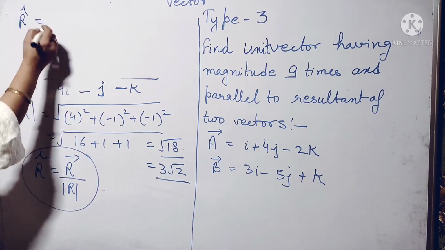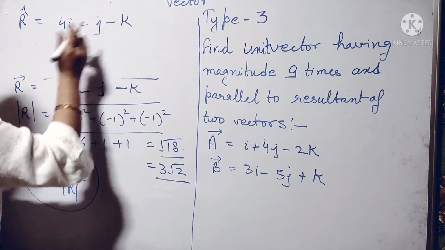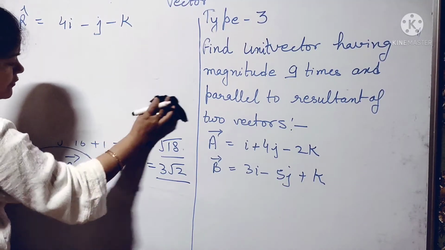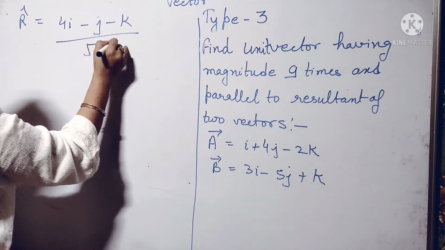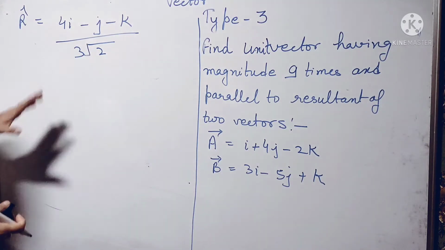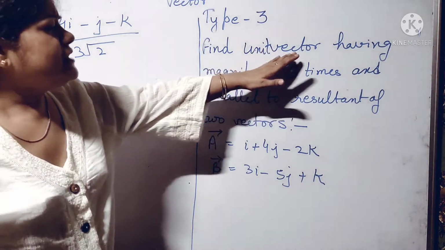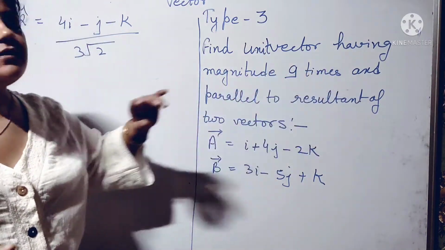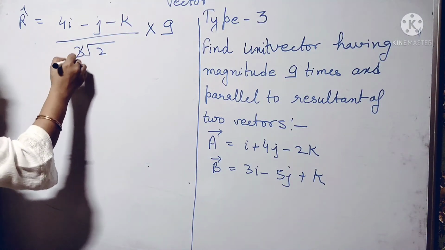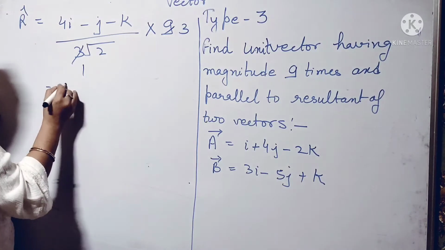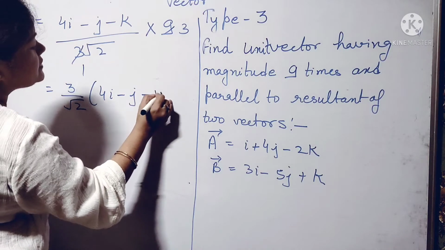Unit vector is equal to vector r, that is 4i minus j minus k upon mod of r. Mod of r is 3 under root 2. But in the question, this is the resultant vector parallel to that. But we have to find this vector is 9 times that vector. So we also have to multiply with the 9. So 3 ones are 3, 3 threes are 9. So proper answer is 3 under root 2, 4i minus j minus k.